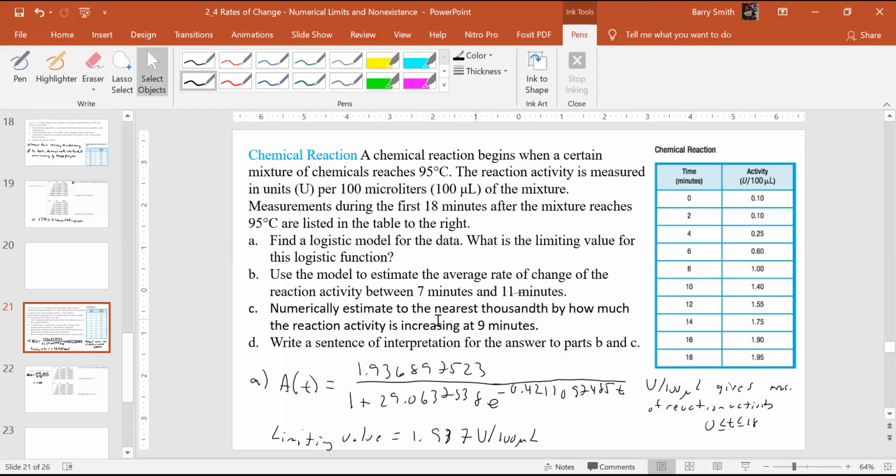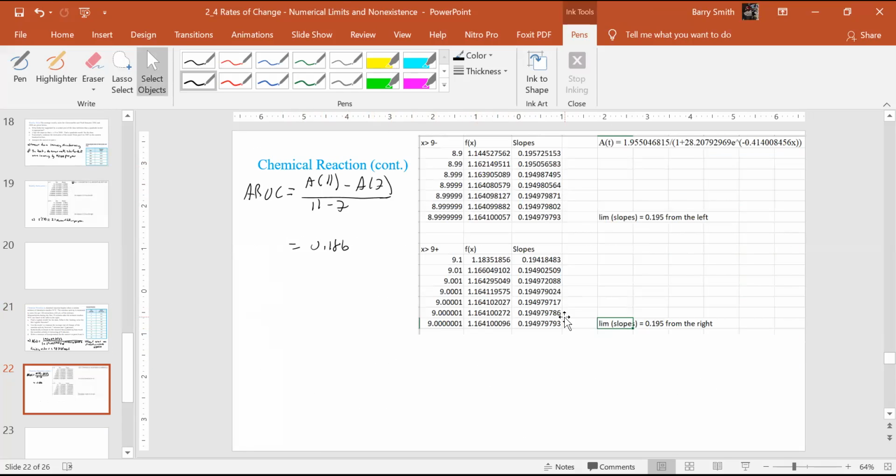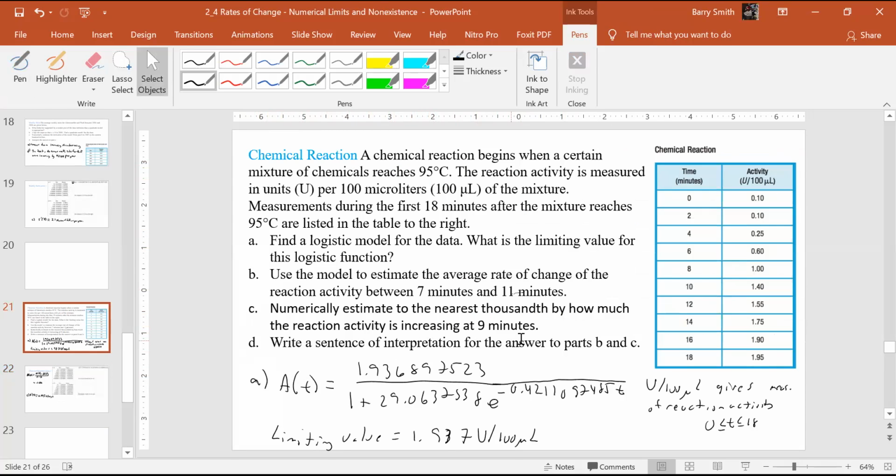Now, what was the other part? So we had to have C. Well, C is going to be A prime of 9, which is approximately 0.195, and our units are U per 100 microliters. All right, so that's C. What does D ask for? Write a sentence interpretation of the answers to B and C.